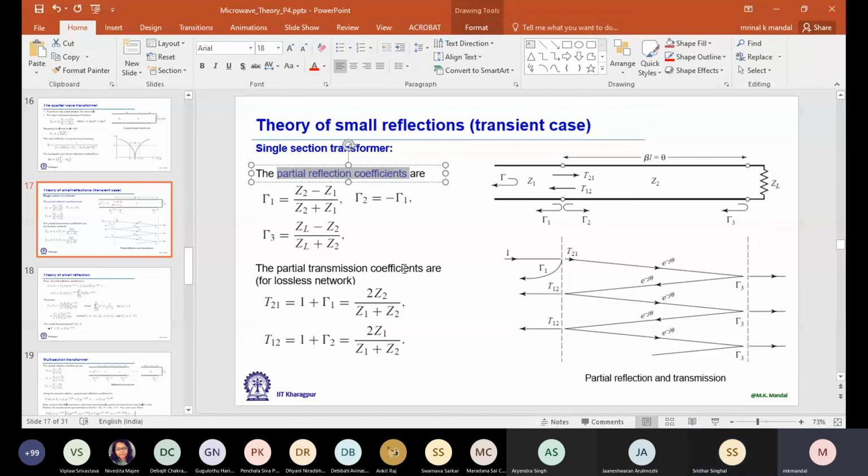Yes, sir. And also, sir, in this case, we did not consider the reflection from the generator. We have only taken gamma. Then you are considering the whole microwave system. I'm just trying to model the impedance transformer section here. Okay, so now if you want to model the whole microwave system, then the source becomes a part of this. You have to consider that also.